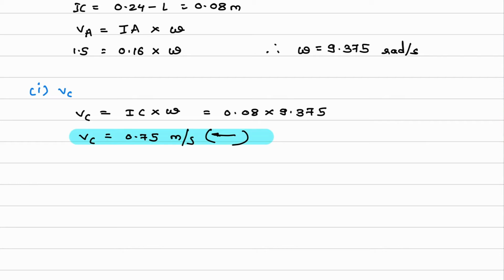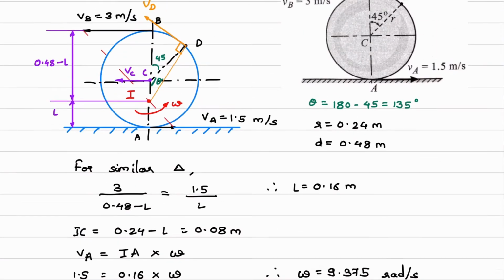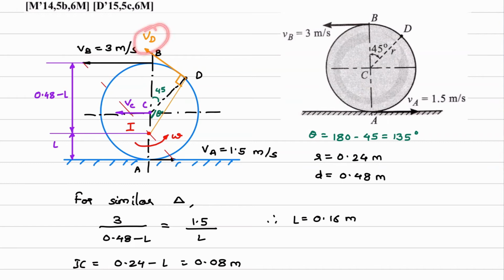Next, we have to calculate velocity of point D. In order to calculate that, we require distance ID. To calculate this, you have to see the angles over here. This angle is given in the question, it is 45 degrees. If this angle is 45 degrees, what will be the angle DCI? Suppose that is theta, so this theta will be 180 minus 45. So theta is 135 degrees.